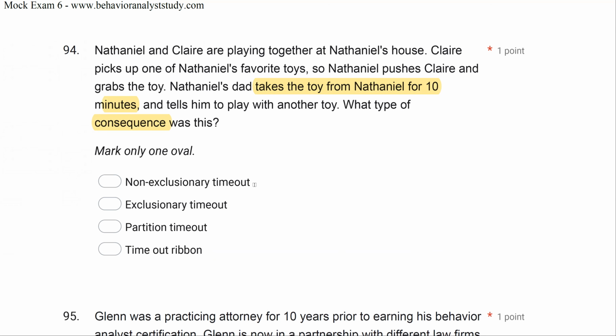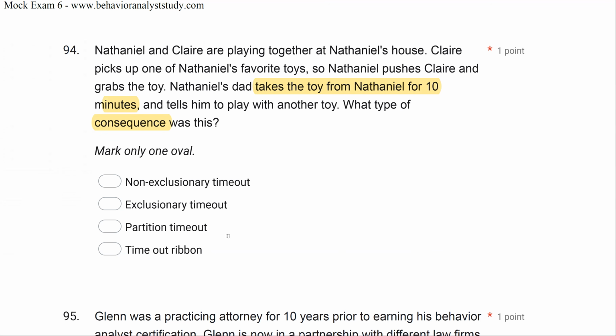There's just timeout from reinforcement. So if we look at an exclusionary timeout, that would be like Nathaniel was taken to his room, right? He was removed from the environment altogether. When you think timeout from reinforcement, a lot of this starts, I think, to make more sense. A partition timeout is when you put up a blocker of some sort in between the learner and the environment or the situation. Again, not occurring here.